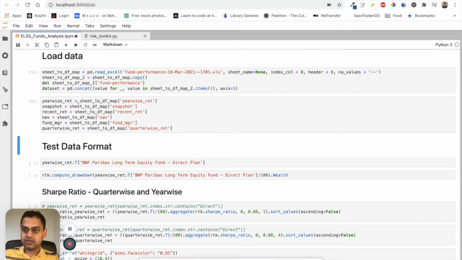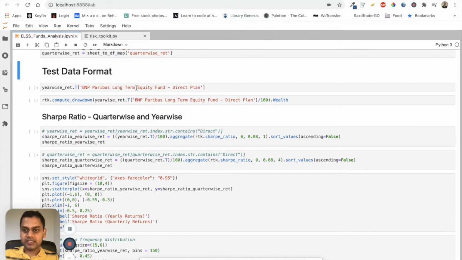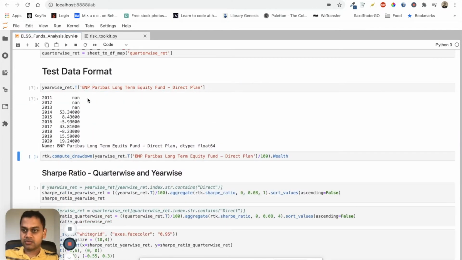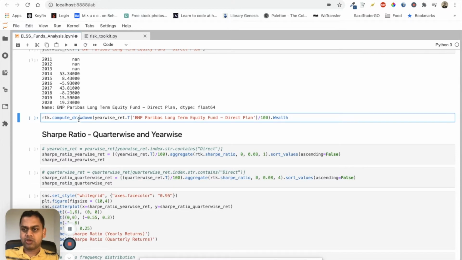You can see that I've got 6 different tabs on the Excel spreadsheet, and I've loaded them into 6 different pandas data frames. Let's quickly test the data and check if we're getting the data from the Excel, which we are. Here I'm getting the year-wise return for this particular fund, and you can see it's picking up the return data. This is a 53% return, so every time we do a calculation we'll have to divide it by 100, but that's a small problem.